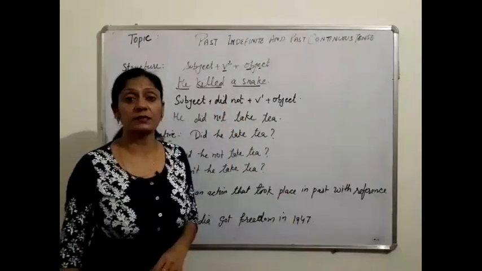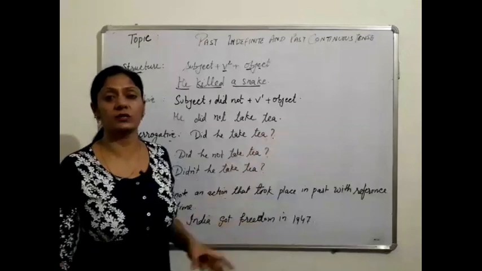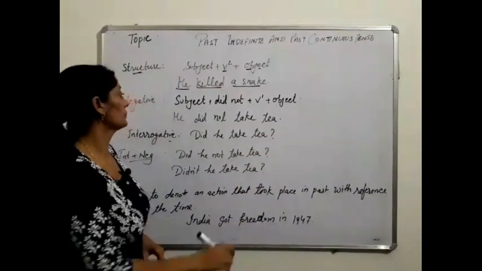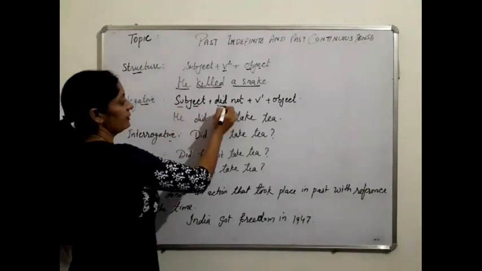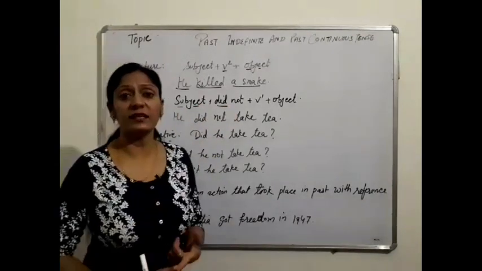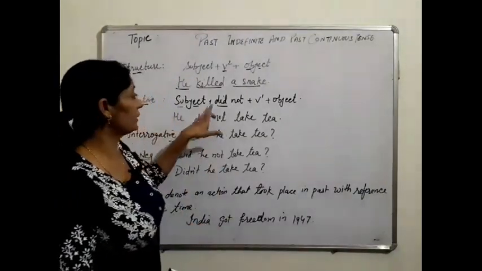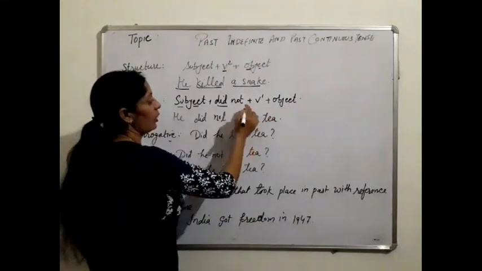Students, remember this. The subject is singular or plural. With every subject we use the second form of verb. Okay. In negative sentences we use the subject, then did not. In present indefinite, do or does not is used with the subject, and in past indefinite we use did, then not, first verb and object.